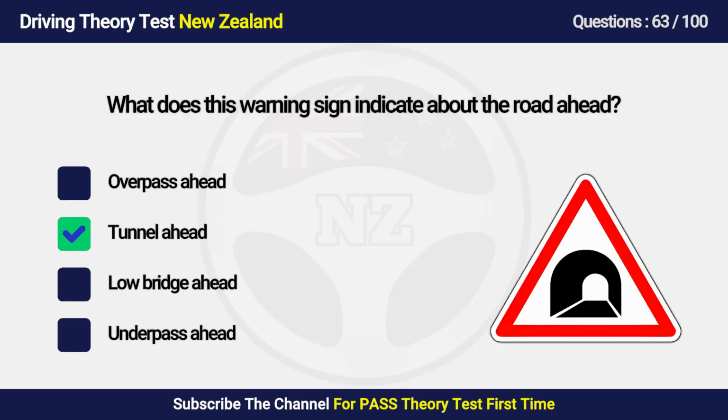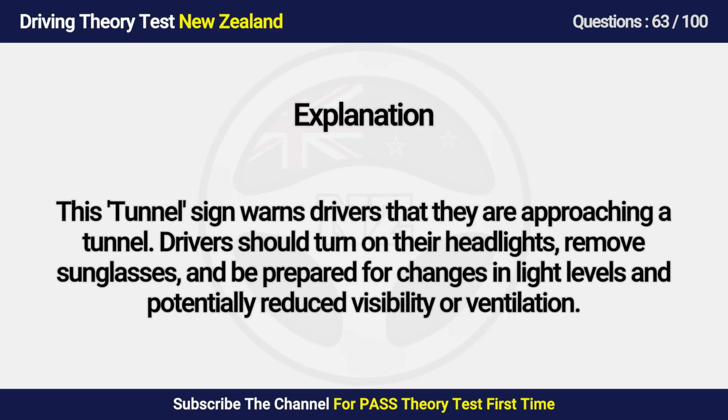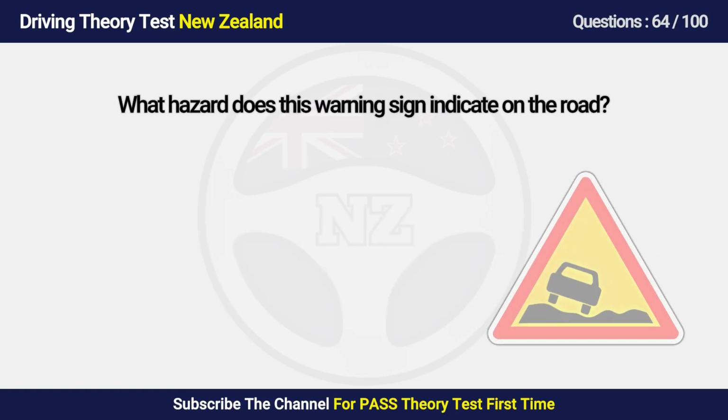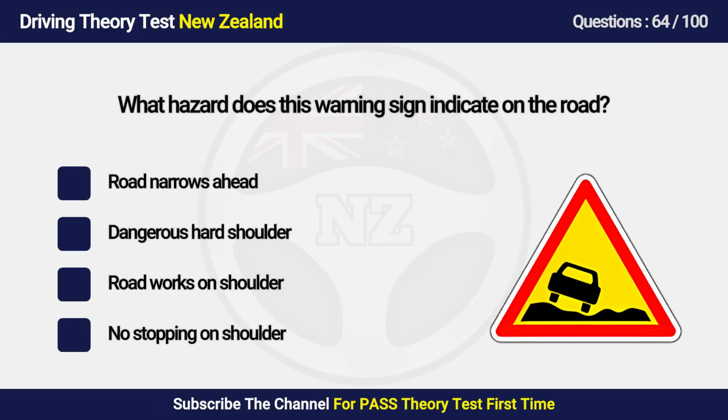Answer is B. Tunnel ahead. This tunnel sign warns drivers that they are approaching a tunnel. Drivers should turn on their headlights, remove sunglasses, and be prepared for changes in light levels and potentially visibility or ventilation. Question 64. What hazard does this warning sign indicate on the road?